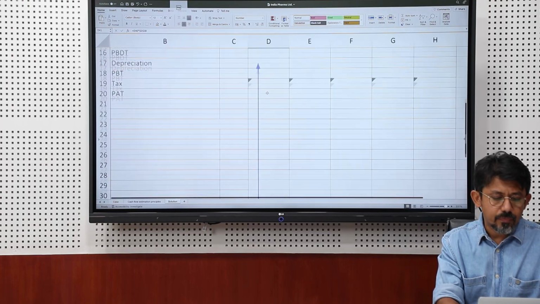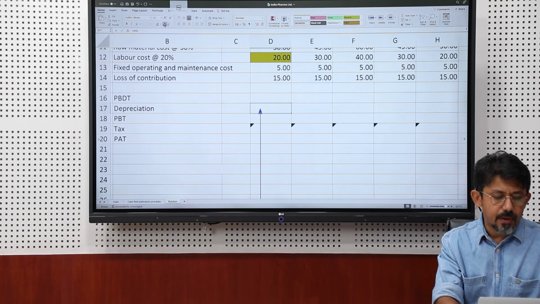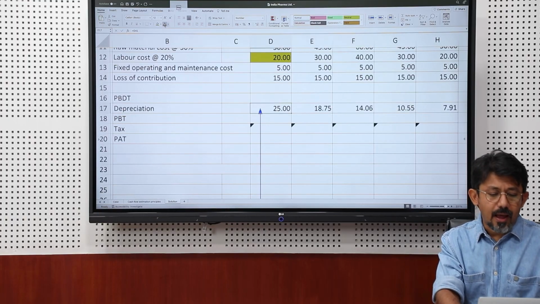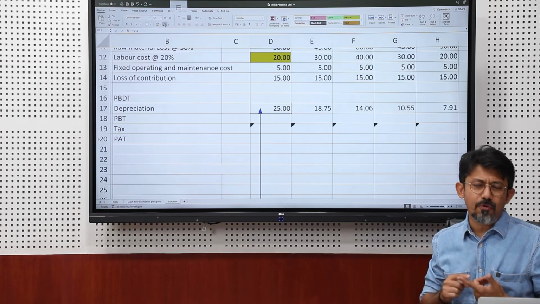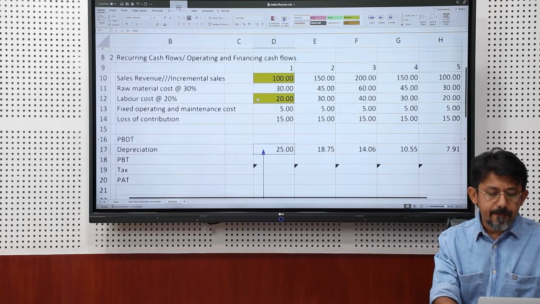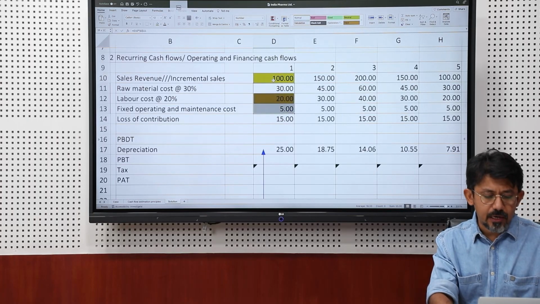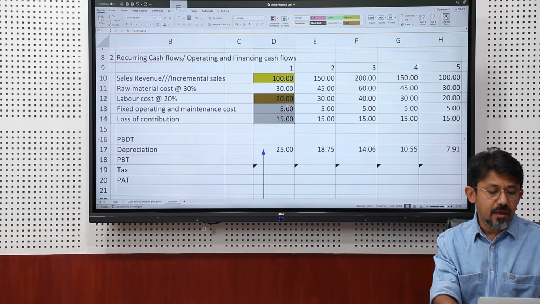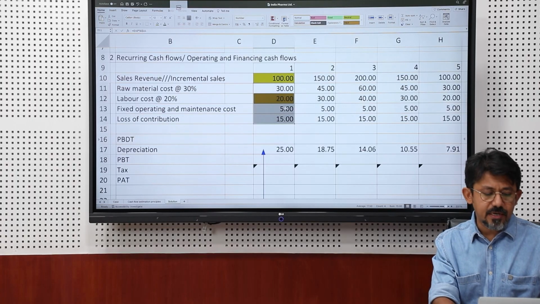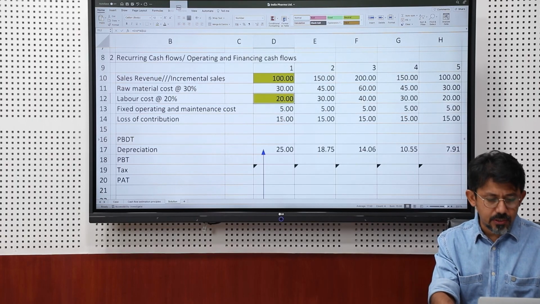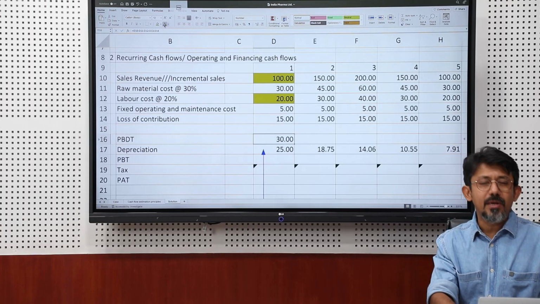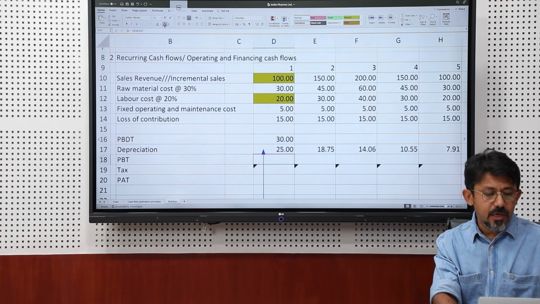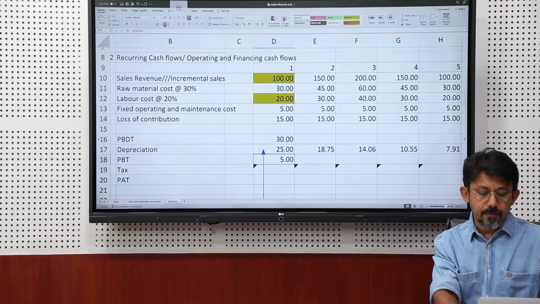So, this cell comes over here in my cash flow calculation, profit calculation, depreciation, and I deduct my depreciation from PBDT, profit before depreciation and tax. So, the sales was 100 million. From that, if I deduct all these expenses, 30 million of raw material, 20 million for labor, 5 million for operating and maintenance cost, and 15 million of contribution margin, what I am left with is a PBDT of 30 million. So, 30 million less 25 million of depreciation gives me a PBT of 5 million.